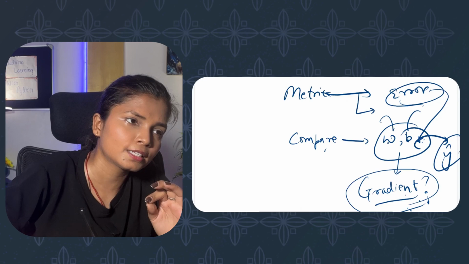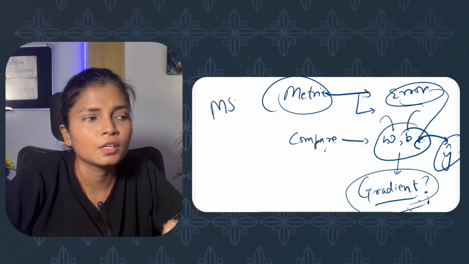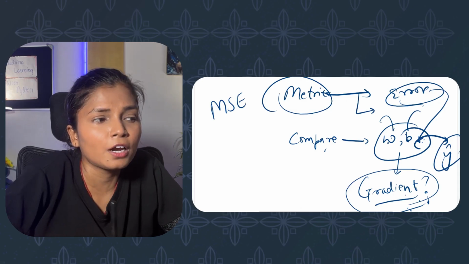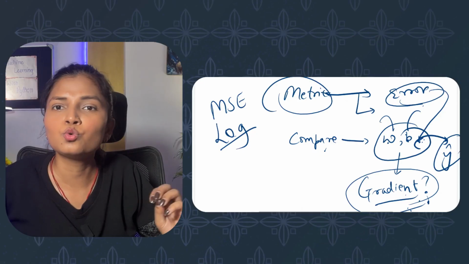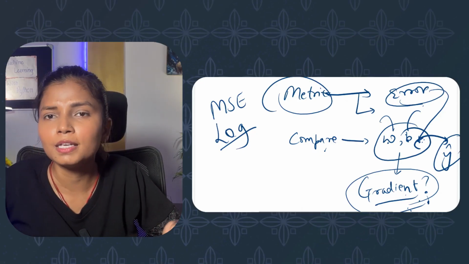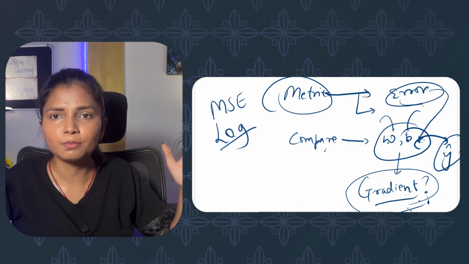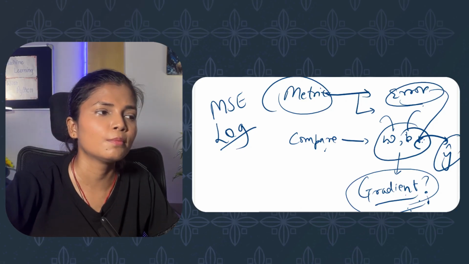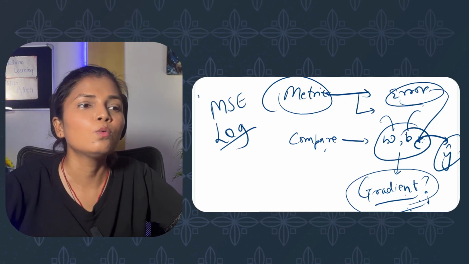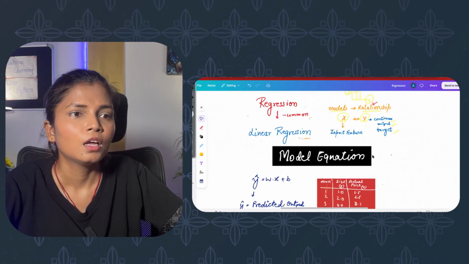Maybe in some cases you are using MSE, mean squared error. Next, maybe you are just applying log. So there are different types of metrics which we use to compare or evaluate the error, right? For error calculation, there are different metrics for different types of models. Now in this linear regression, we are going to use MSE, mean squared error. So now we will see how exactly a regression model has to be created.